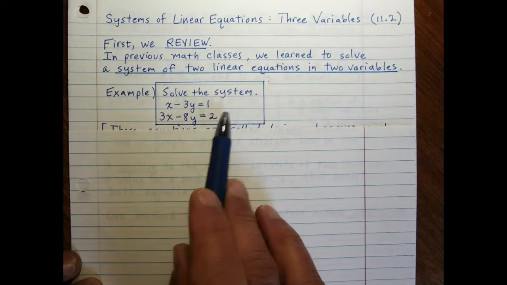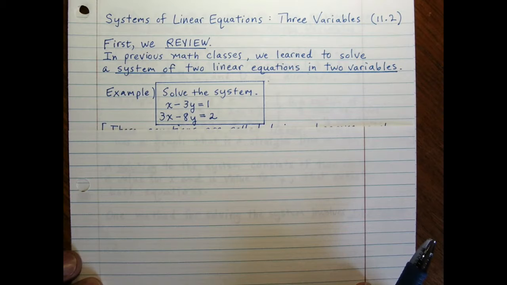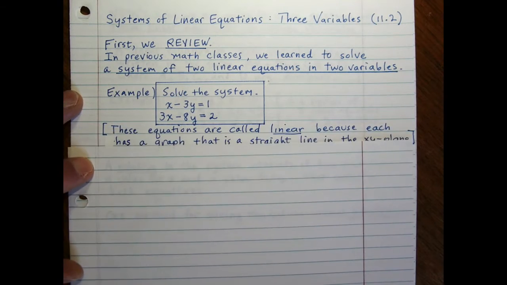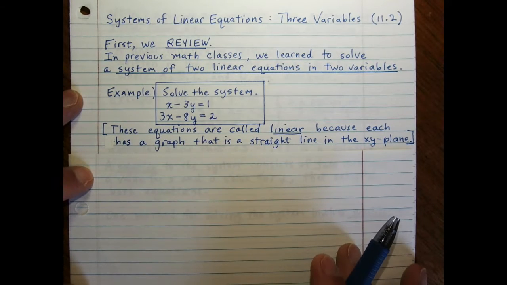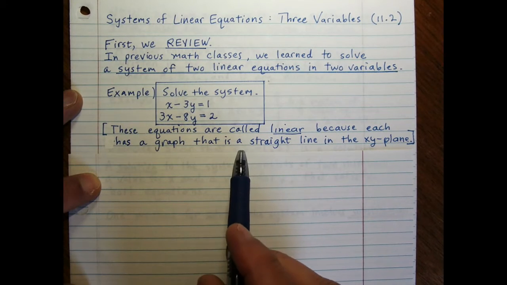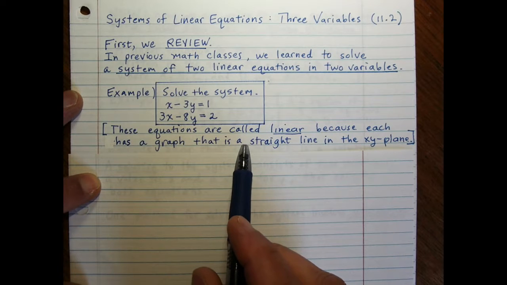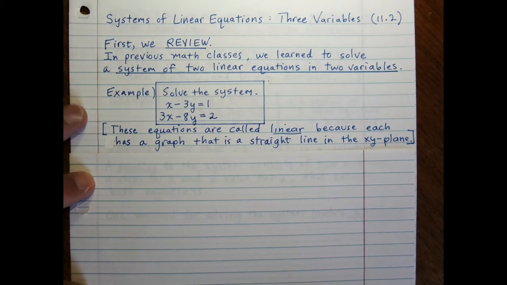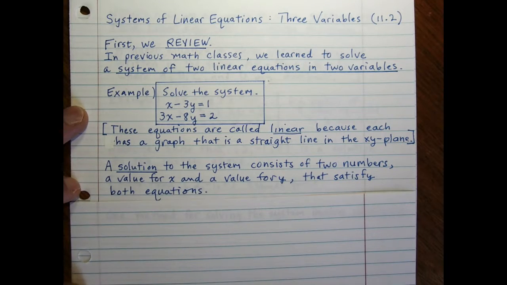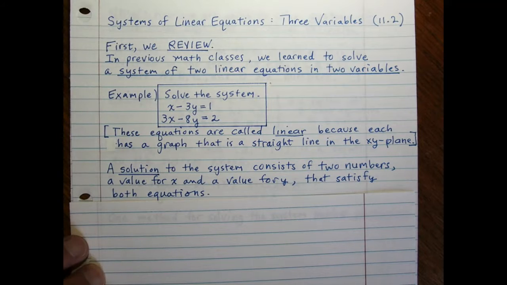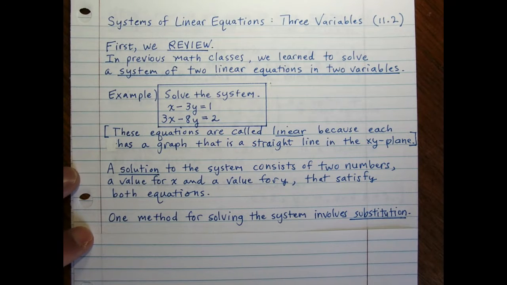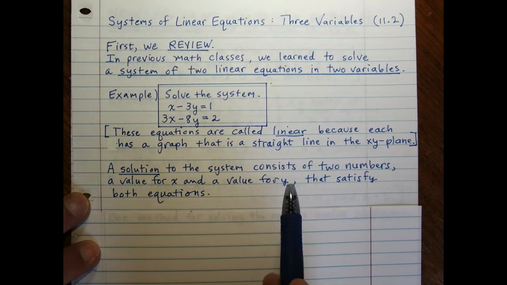So here's an example. Solve the system x minus 3y equals 1, 3x minus 8y equals 2. These equations are called linear because each has a graph that is a straight line in the xy plane. I think we're pretty familiar with graphing straight lines in the plane. A solution to the system consists of 2 numbers, a value for x and a value for y, that satisfy both equations.